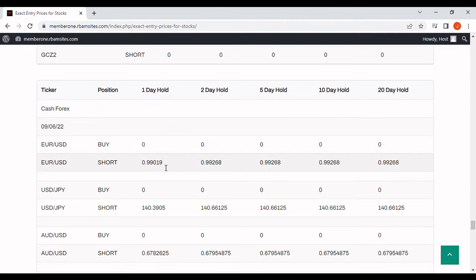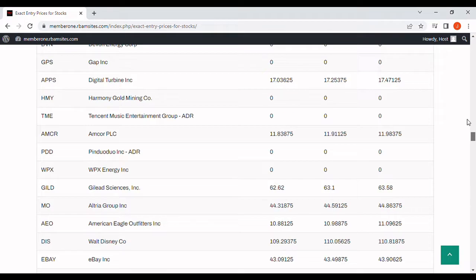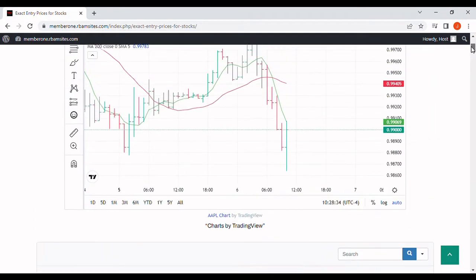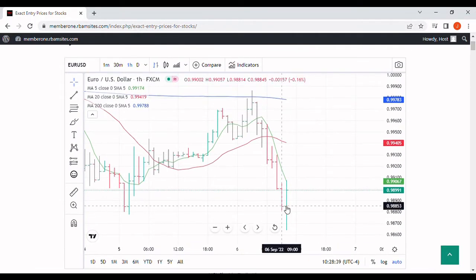We can check this out here and see the algorithm's indicating short at 0.99019. So let's take a look at 0.9901 and see how that would have worked out so far. This bar right here is 0.9905, and then below 0.98. So this would be the bar, 0.9901, and you could have made some money today, whatever that is. What is that? 15 pips or more, something like that.